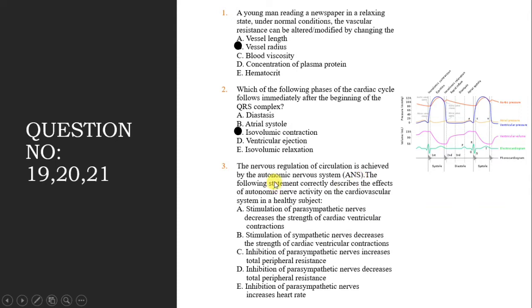So, moving to question number 21, the nervous regulation of the circulation is achieved by the autonomic nervous system. Which of the following statements correctly describes the effect of autonomic nervous system activity on the cardiovascular system in a healthy subject? The stimulation of parasympathetic nerve decreases the strength of cardiac ventricular contractions. The stimulation of the sympathetic nerve decreases the strength of cardiac ventricular contractions. Inhibition of parasympathetic nerves increases total peripheral resistance. Inhibition of parasympathetic nerves decreases the total peripheral resistance. Inhibition of parasympathetic nerve increases the heart rate.